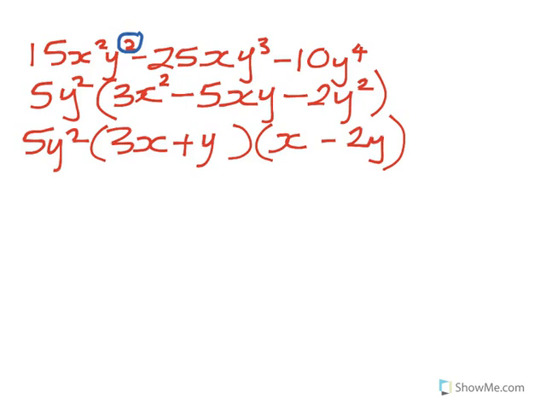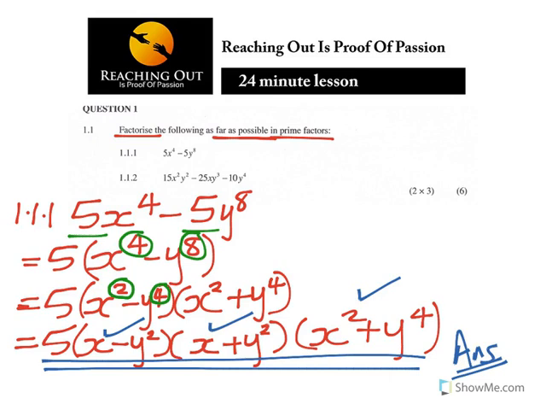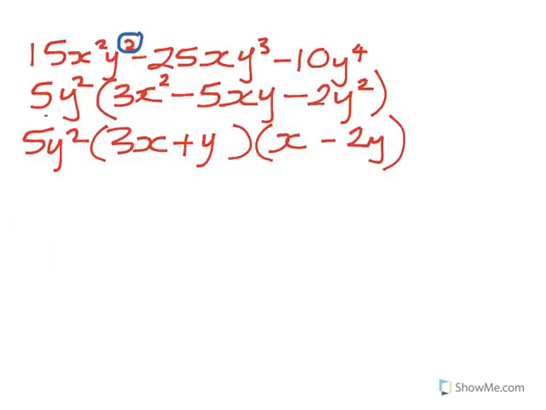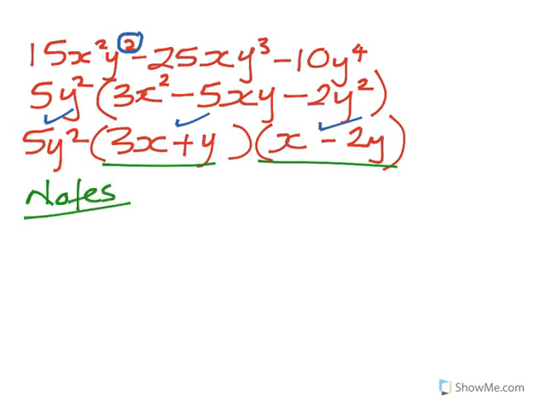Now, from this, they are going to be able to give you your 3 marks, just like we did previously. In this case here, they will mark your 5y squared, your 3x plus y, and your x minus 2y. Now, some of you will ask, where did I get the 3x plus y and the x minus 2y? So let me make a few notes here. If you do that, they are not going to penalize you for writing this.